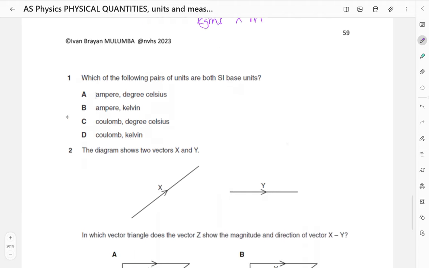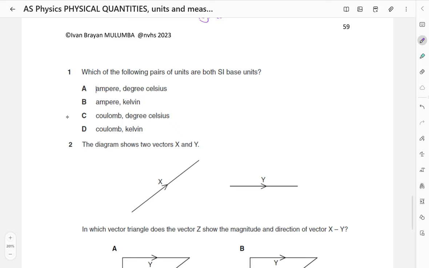Which of the following pairs of units are SI base units? Degrees Celsius is not SI. Ampere and Kelvin, the answer is going to be B because both of them are SI base units. Remember, degrees Celsius is not Kelvin. The SI base unit of temperature is the Kelvin. The coulomb is not an SI base unit. The SI base units of charge are ampere seconds because charge is I times T.